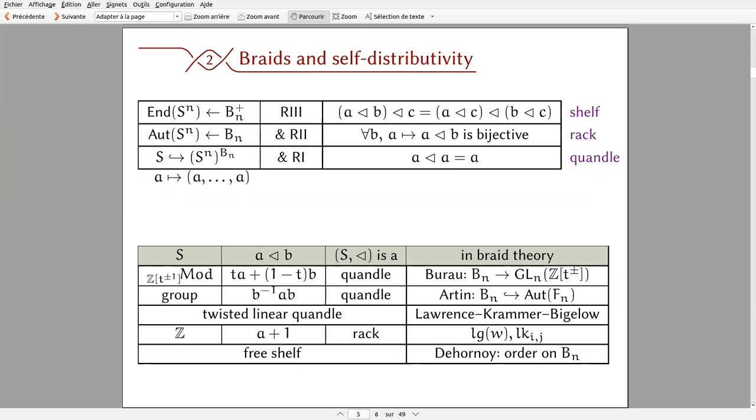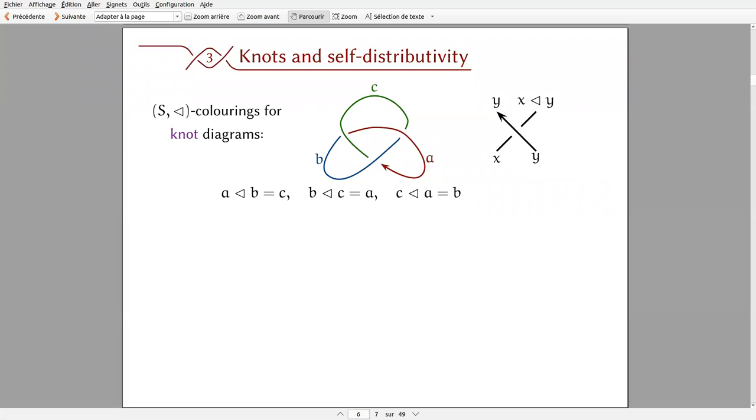A free shelf on one generator is something very hard to understand. And from the understanding of this object, Patrick Dehornoy was able to deduce his order on the braid group. And you can definitely play the same game with knots. So you have the same colorings with the same coloring rule.